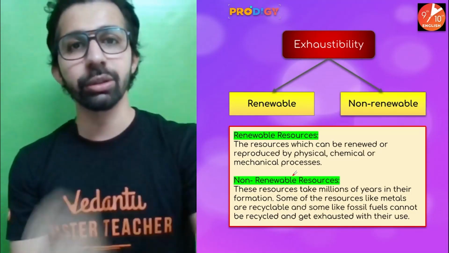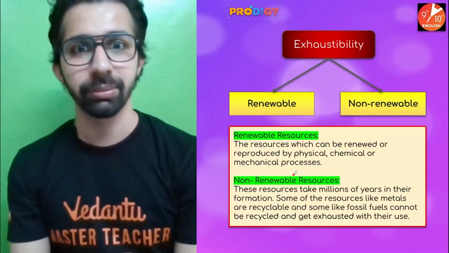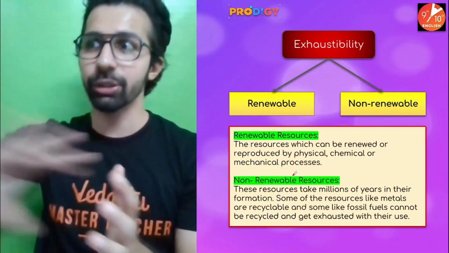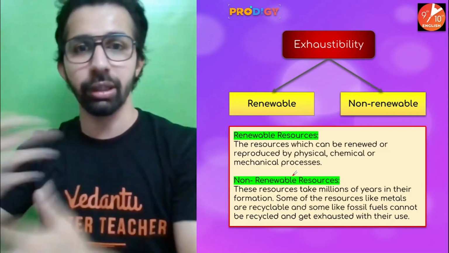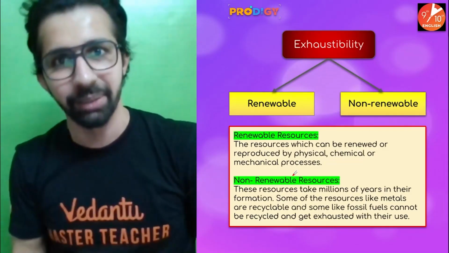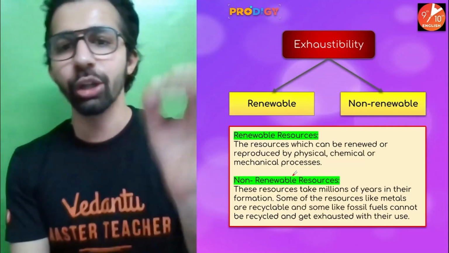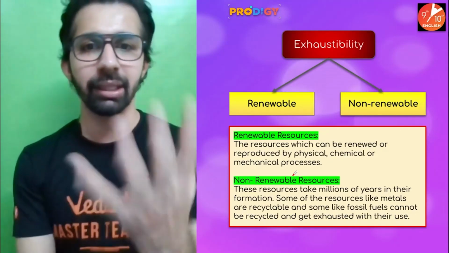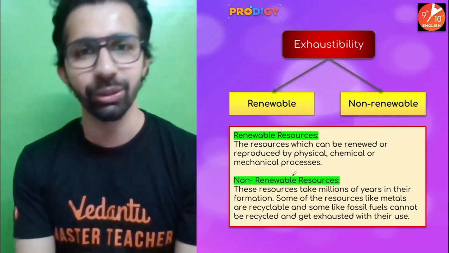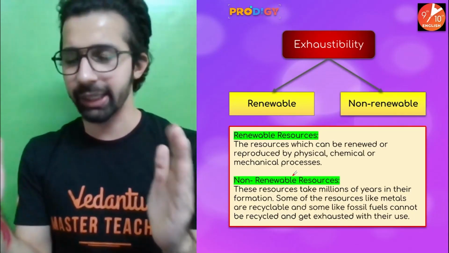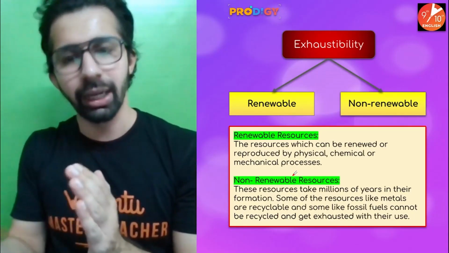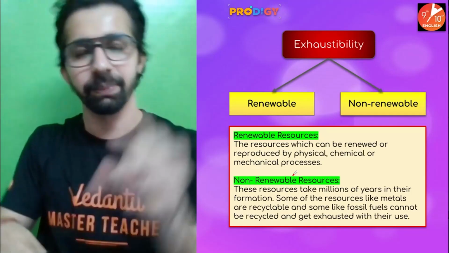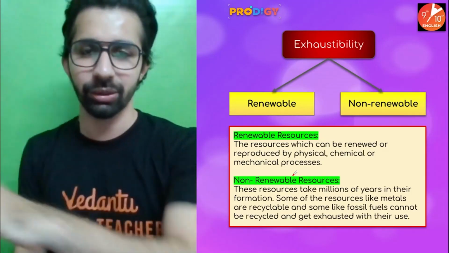Non-renewable resources. These resources take millions of years for their reformation. There are a few resources which will not be reproduced once they are exhausted. It will take millions of years for that particular resource to be formed once again, so those are categorized as non-renewable resources. For example, fossil fuels. Renewable resources take less time to get renewed, and non-renewable resources take a very long period of time, like millions of years, for their reformation.